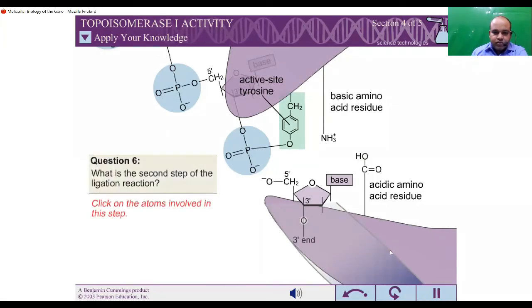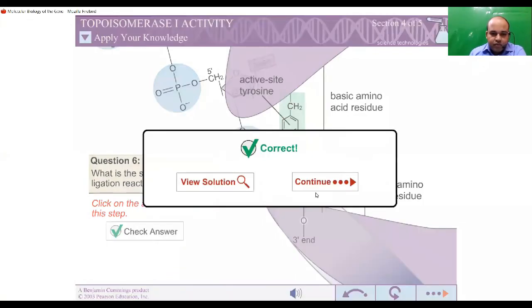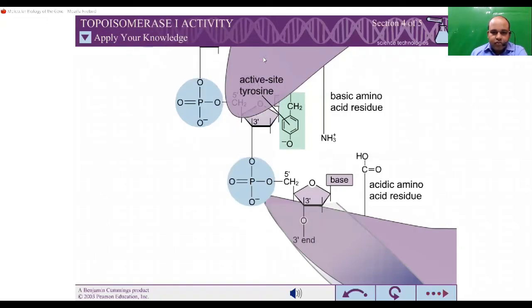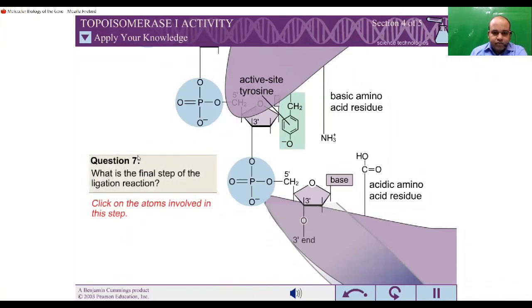Question 6. What is the second step of the ligation reaction? Click on the atoms involved in this step. It's going to attack the innermost phosphate molecule. Okay? Correct. Yes, you are also correct, Shivangi. Good answers. Question 7. What is the final step of the ligation reaction?